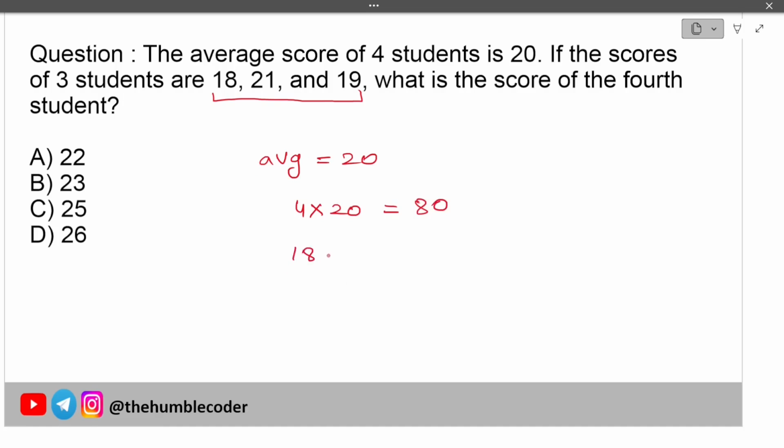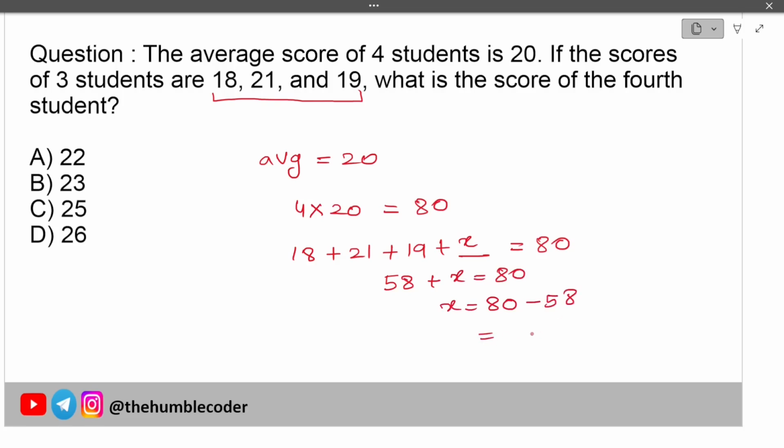So what we can do is then 18 plus 21 plus 19, plus one more student, which we will consider as x, equals 80. Now we will calculate 18 plus 21 plus 19. This will sum up to 58, plus x equals 80. x equals 80 minus 58, and this will be 23. So the correct answer will be option number B. Let's now move on to the next question.